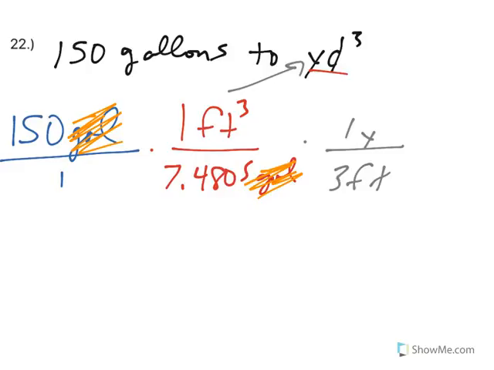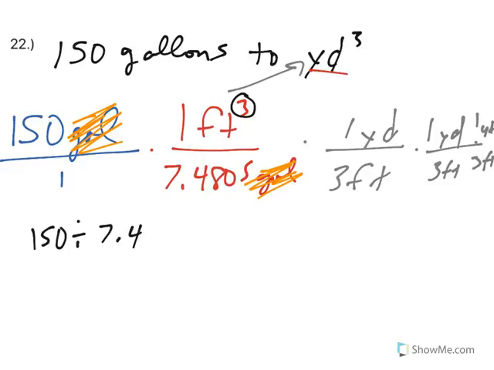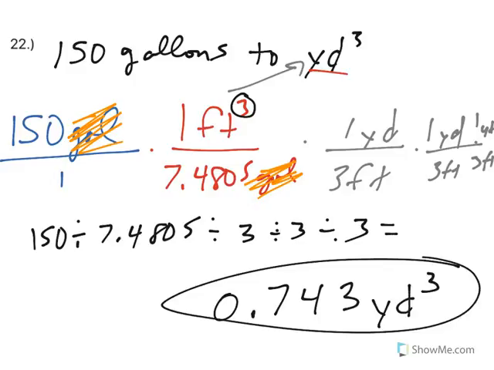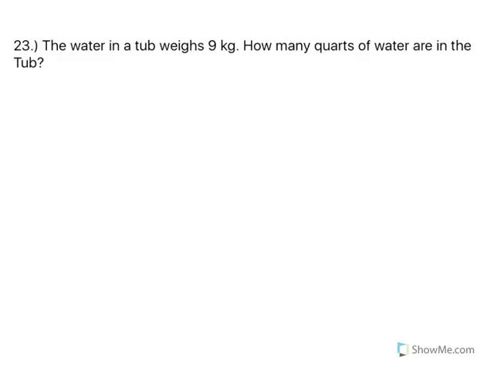3 feet is a yard. Recall, the exponent tells you how many times to do this conversion. 1 yard, 3 feet. Do it again, 1 yard, 3 feet. So I'm going to start with 150. I'm going to divide by 7.4805. These are all in the denominator, so I divide by 3. I divide by 3. I divide by 3. And when I do all that, I end up with 0.743 cubic yards. So not quite a full cubic yard is 150 gallons. Kind of crazy.